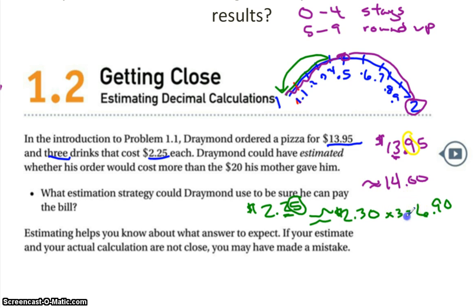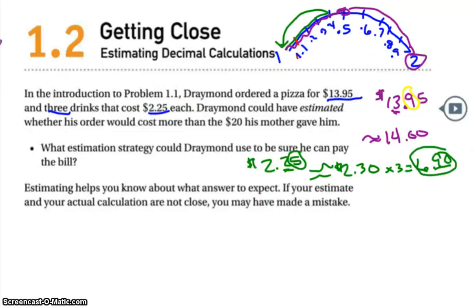Okay, and because this is an estimation, if I added the 14 plus the 6, that's already 20, and it doesn't include this 90 cents. So just using estimation, we could have found that he was going to spend over the $20. So let's take a look at another problem.